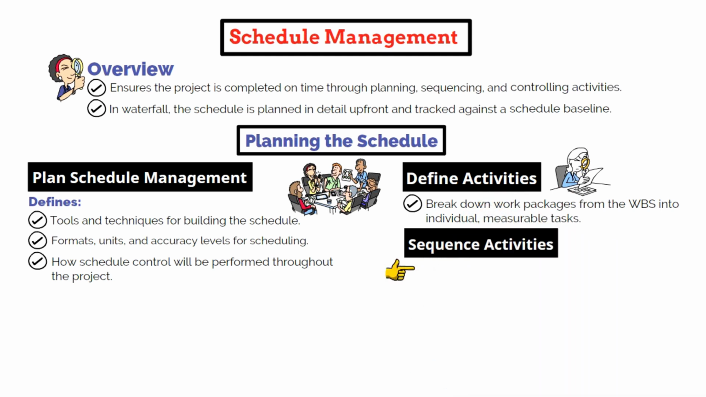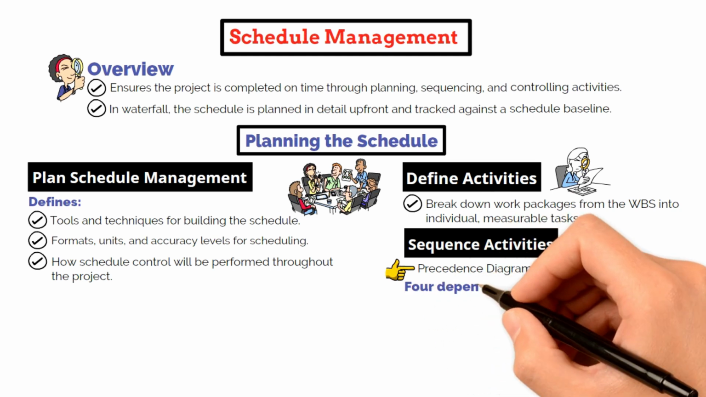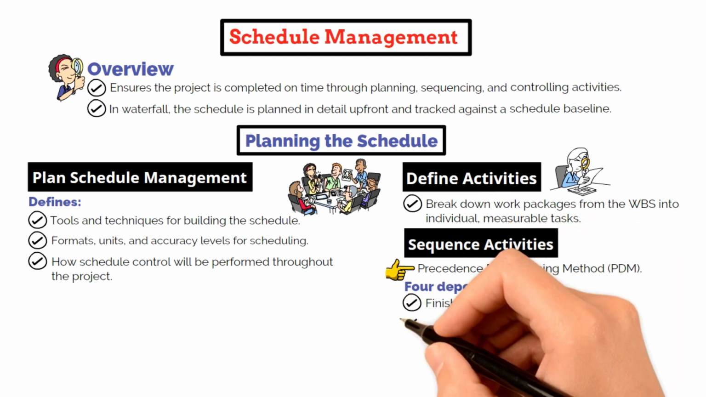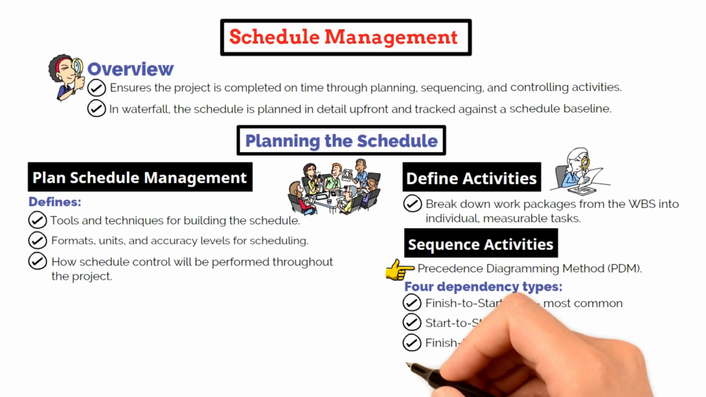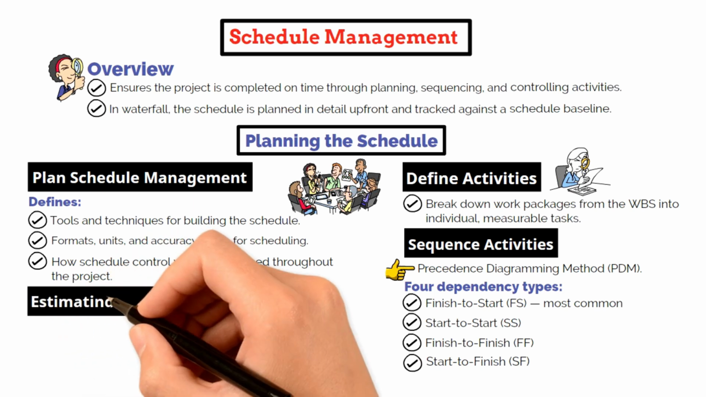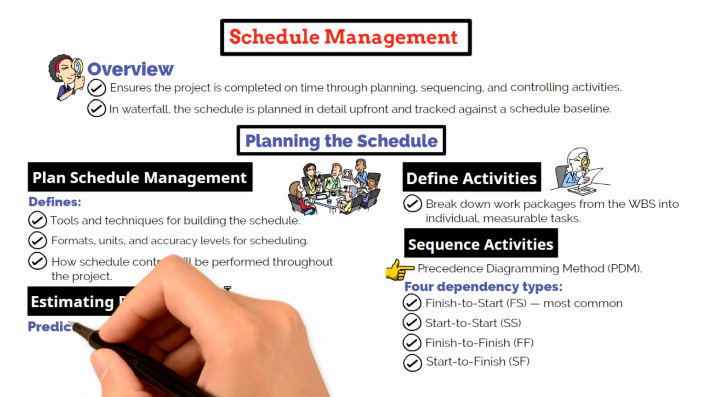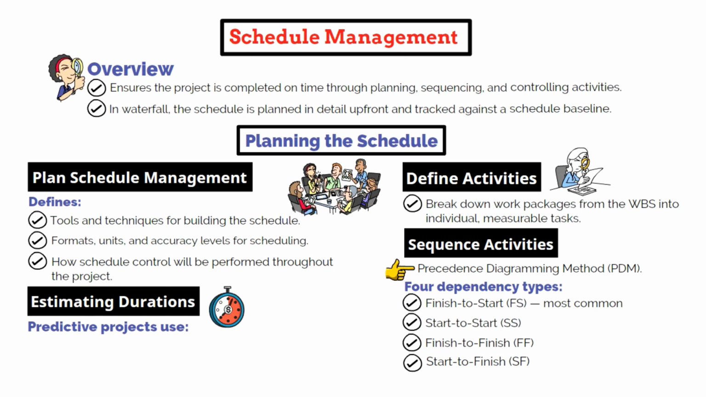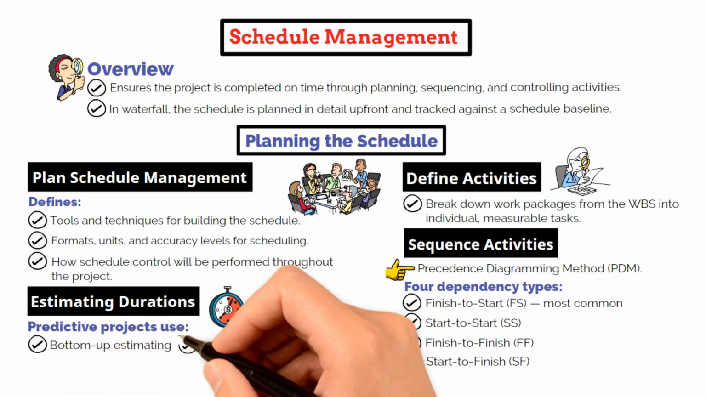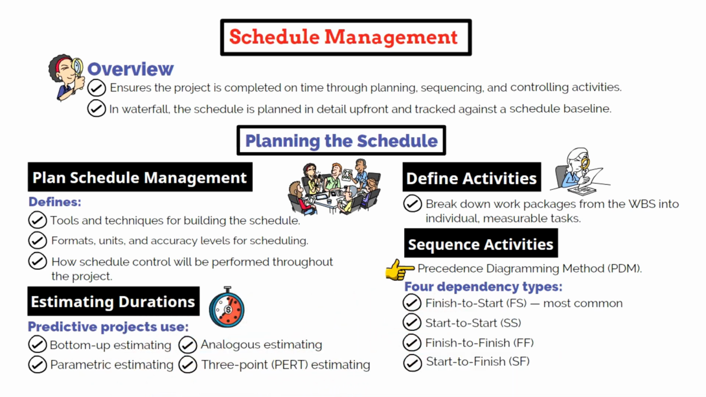On the exam, you should be comfortable with the Precedence Diagramming Method, or PDM, and the 4 dependency types: finish to start, start to start, finish to finish, and start to finish. The finish to start relationship is the most common. Once activities are sequenced, you move on to estimating durations. Unlike Agile, which uses relative estimation, predictive projects rely on tools such as bottom-up estimating, analogous estimating, parametric estimating, and three-point estimating, also known as PERT, to predict task duration.